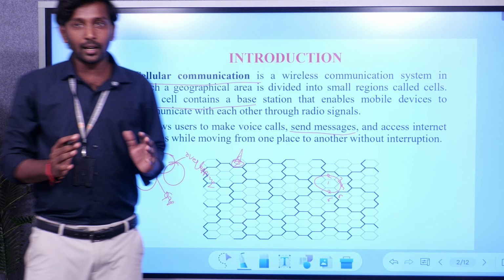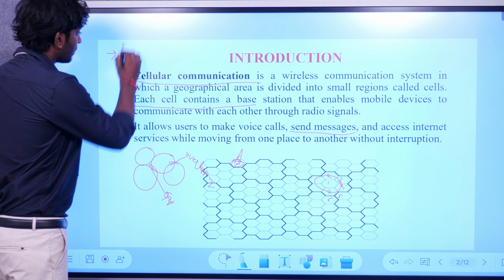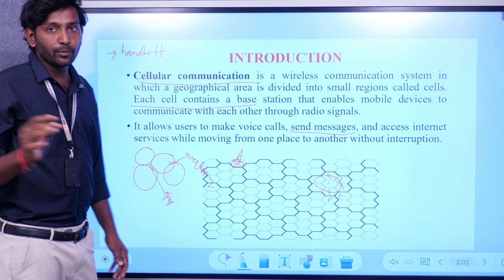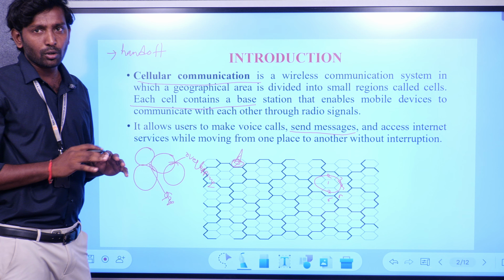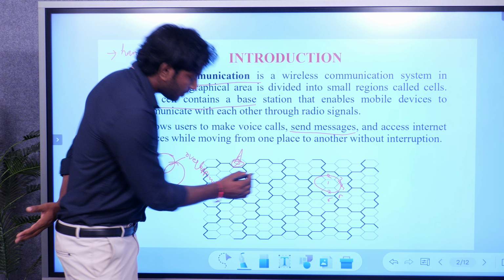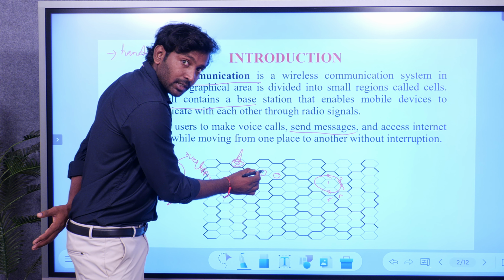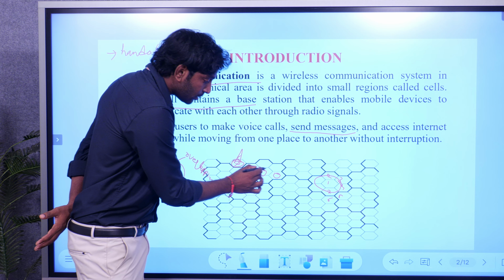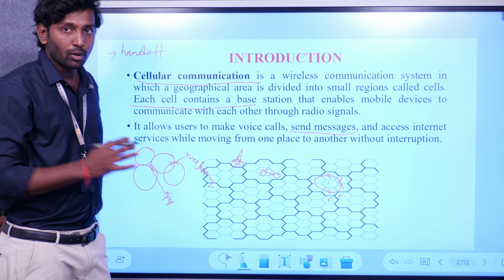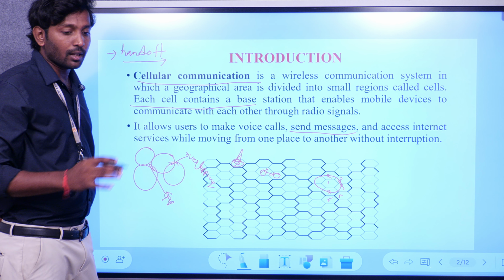This is one of the biggest advantages of cellular mobile communication. In cellular communication, we use the handoff scheme. Handoff means the user moves from one location to another without call interruption and without call dropping. For example, this is one geographical area and this is another geographical area. This is one frequency zone and this is another frequency zone. The user moves from this frequency zone to the other without call termination and without call dropping. This is called a handoff scheme, one of the biggest advantages introduced in cellular and mobile communication.